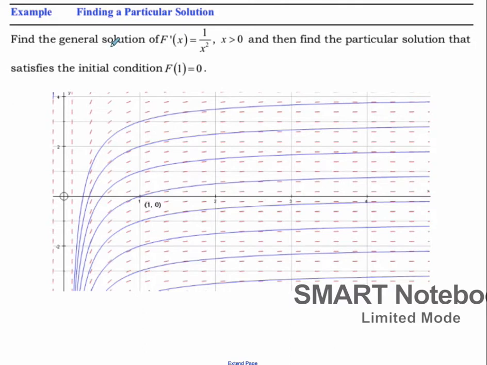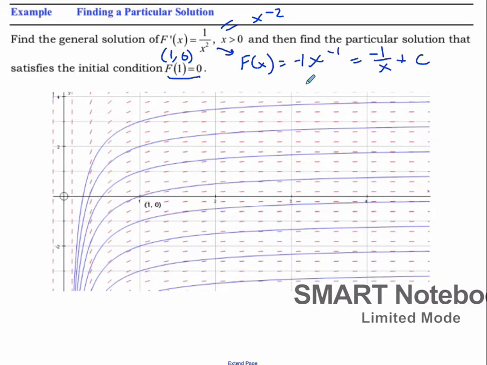Alright, so let's take a look at this one here. Find the general solution of f prime of x equals 1 over x squared, and then find the particular solution that satisfies this. So this is basically the point (1, 0) is on the curve. Let's rewrite this as x to the power negative 2. So the integral, or f of x, is going to be: I'll increase the exponent by 1 and divide by negative 1, or just multiply by negative 1, same thing. So we have that function, which is negative 1 over x, plus c.